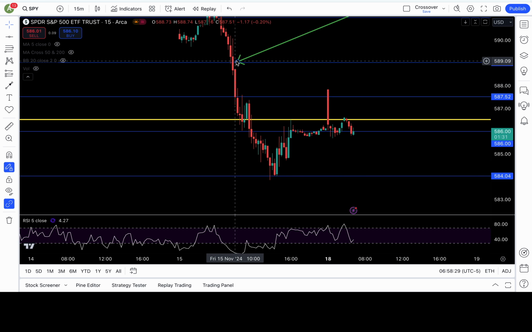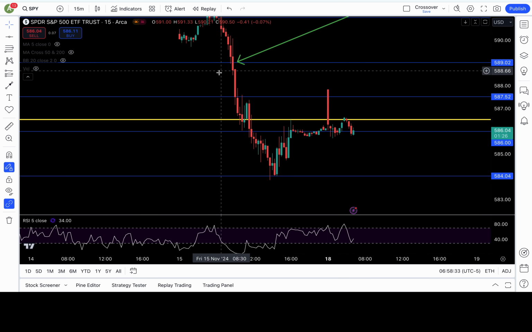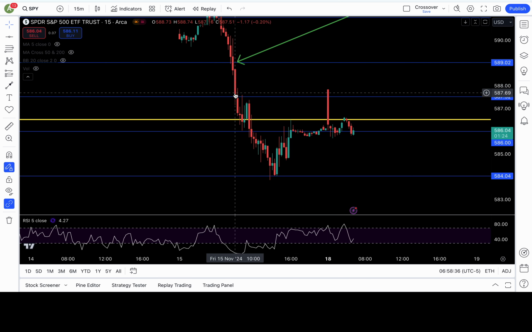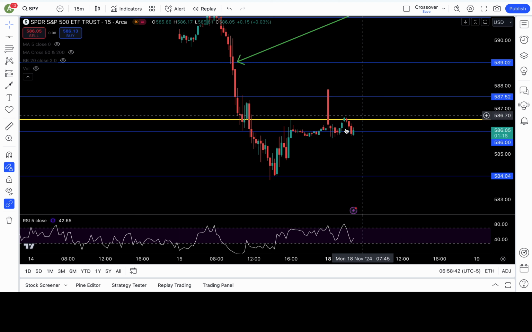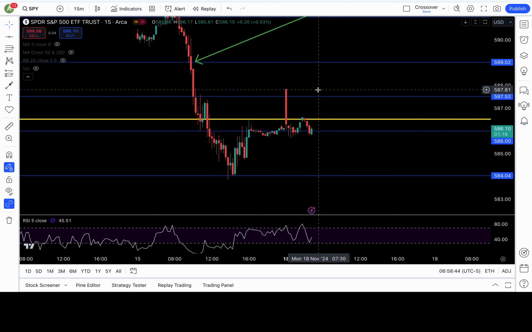To recap, if you played this breakdown, you would have your stop loss above 589. And you look at it, it never hit the stop loss, and it smashed 587.5, smashed 586, even broke down 586 intraday, and is now trying to work its way back up as we speak.